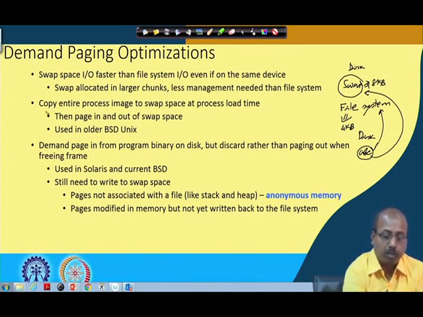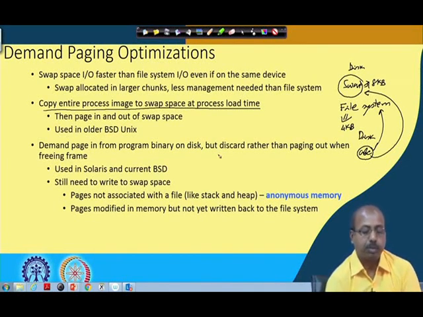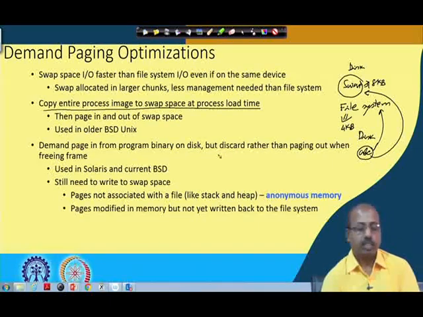So this copying of the entire process image to swap space at process load time is very important. In future we can access directly from the swap space only, and we do not need to refer to the file system. Next, paging in and out of swap space. Whenever we need to write a page back to the disk, we write to the swap space, and whenever we need to load a page from the disk, we actually load it from the swap space. This is used in older versions of BSD Unix.